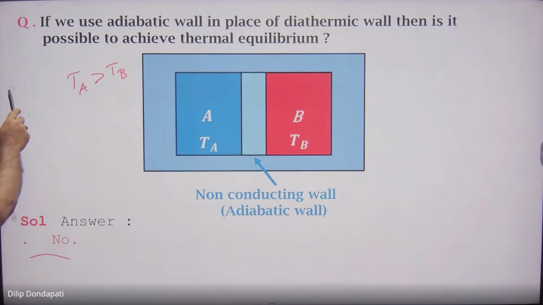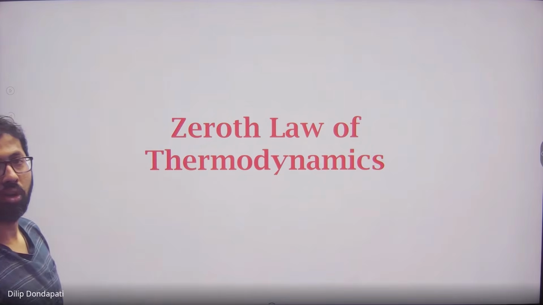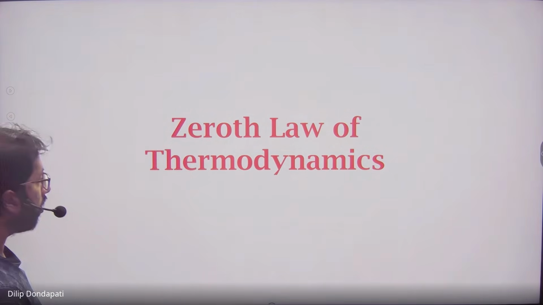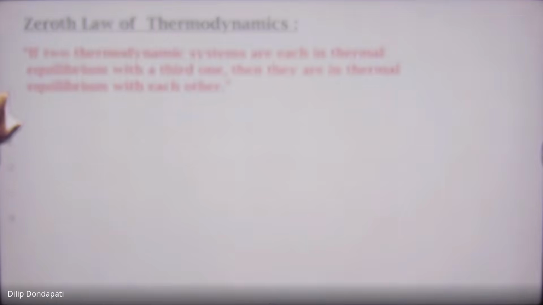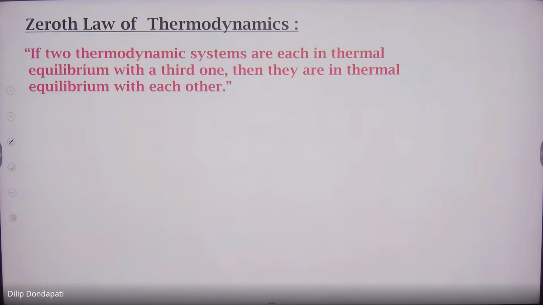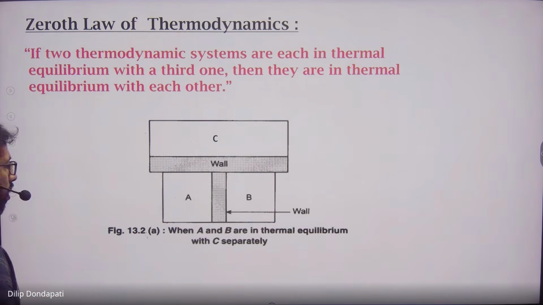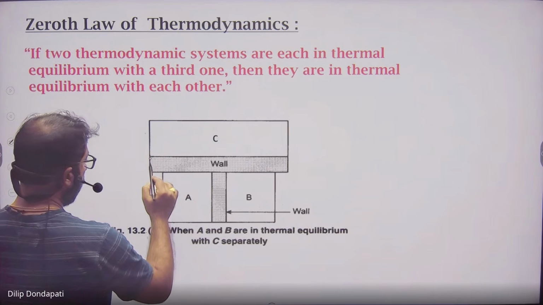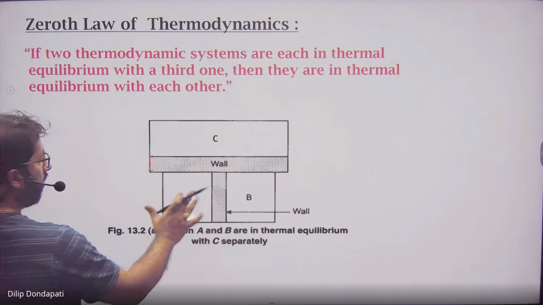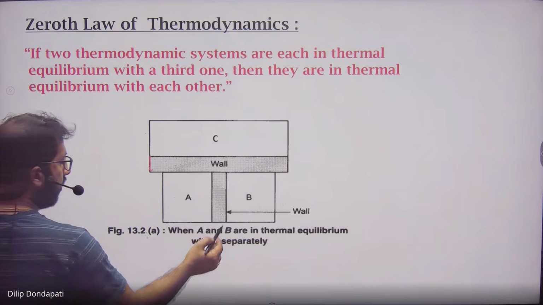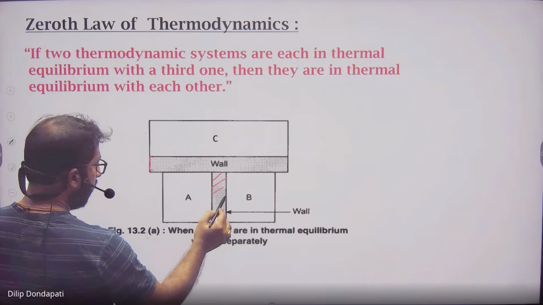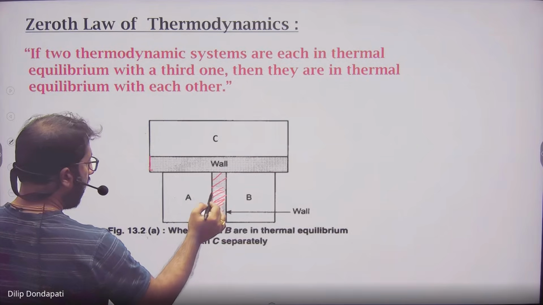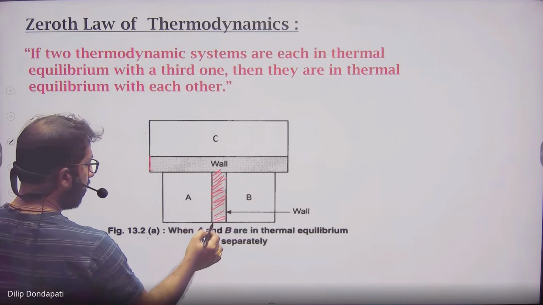Okay. Now we will start with the zeroth law of thermodynamics. What is the zeroth law? It states that if two thermodynamic systems are in thermal equilibrium with a third one, then they are in thermal equilibrium with each other. This is a basic one, easy. Suppose there are two bodies A and B, with an adiabatic wall.